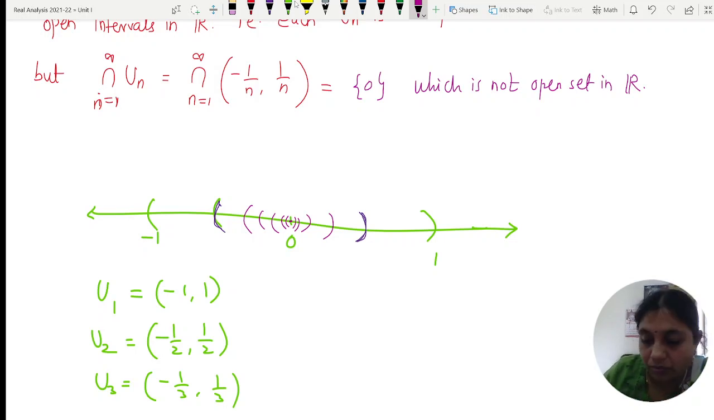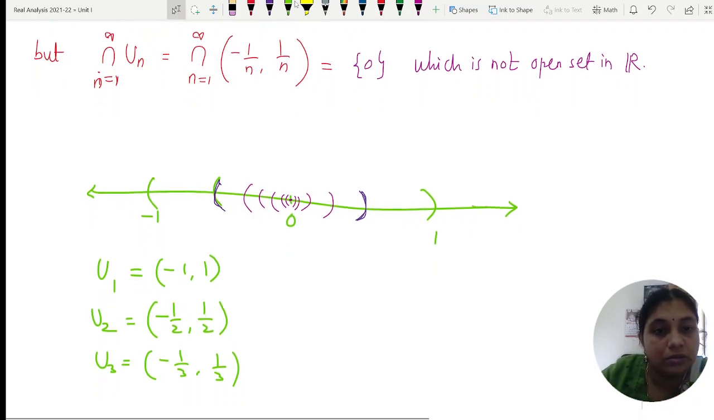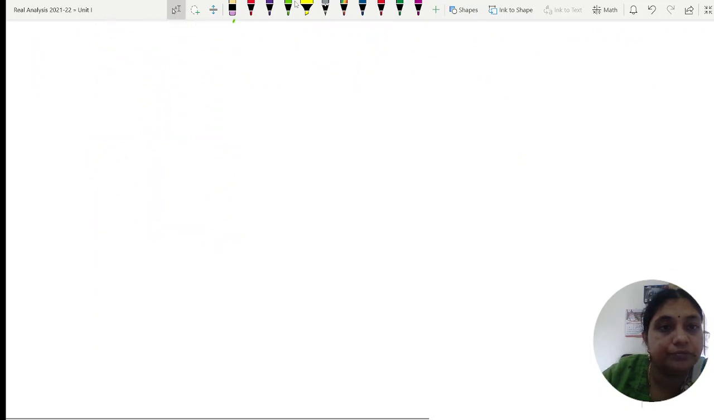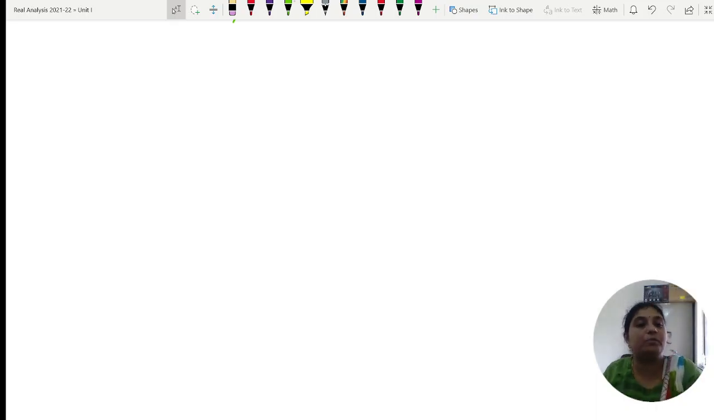Okay. Now, next theorem. If you take a finite union of open sets, it will be open, because arbitrary union of open sets is open, we have already proved. Finite, countable, uncountable, whatever union of open sets you take, it will be open. Okay. Now we'll take the theorem.